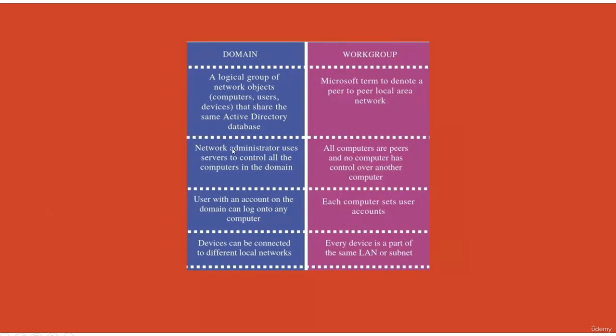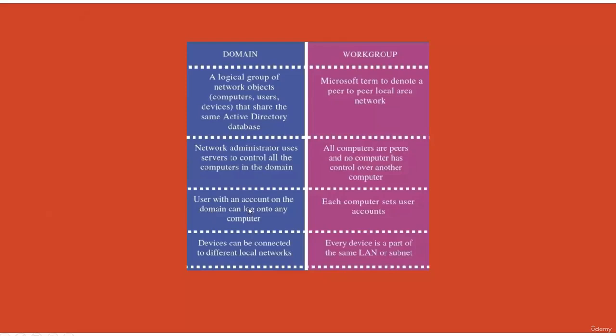And the domain is centralized. The network administrator uses a server to control all the computers in the domain. So the network administrator will use Active Directory to control all the computers plus users plus other network devices in the domain. In a workgroup, all computers are peers, and no computer has control over another computer. If I want to manage another computer or another user in the workgroup, I will not be able to do it. I need to visit each and every computer separately to manage or provide security on the computer or user. I will not be able to manage centrally.